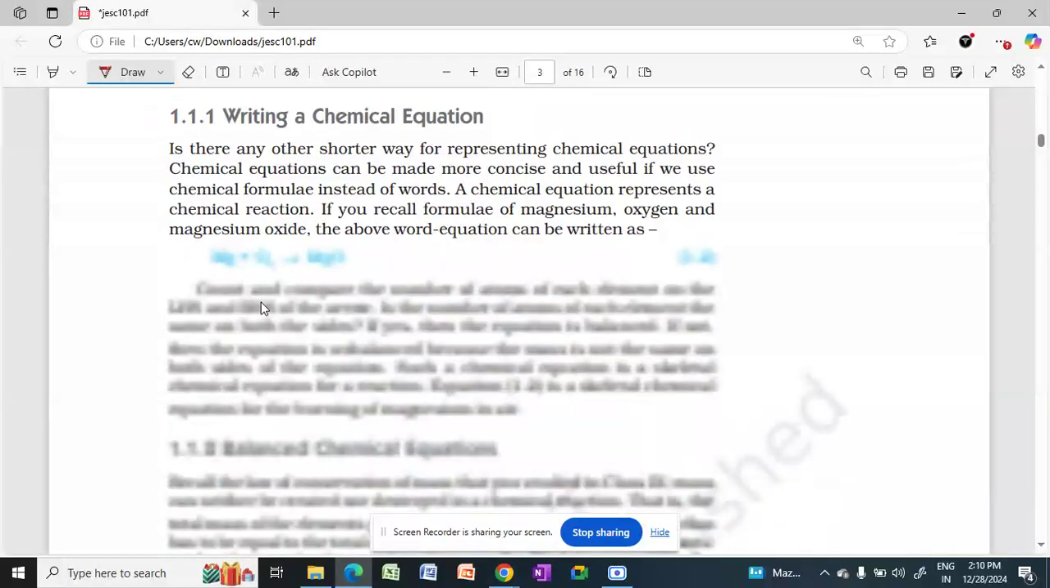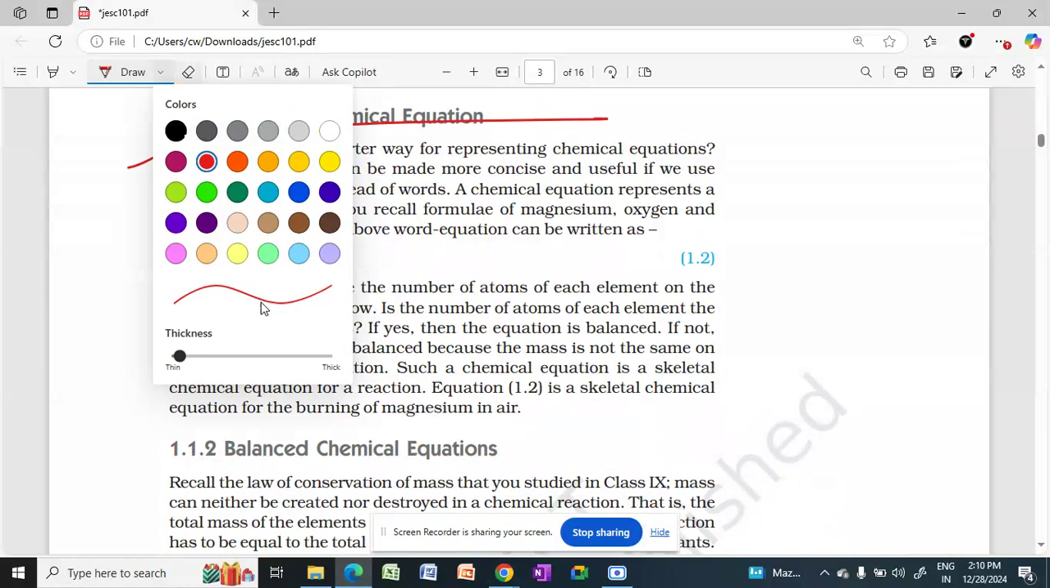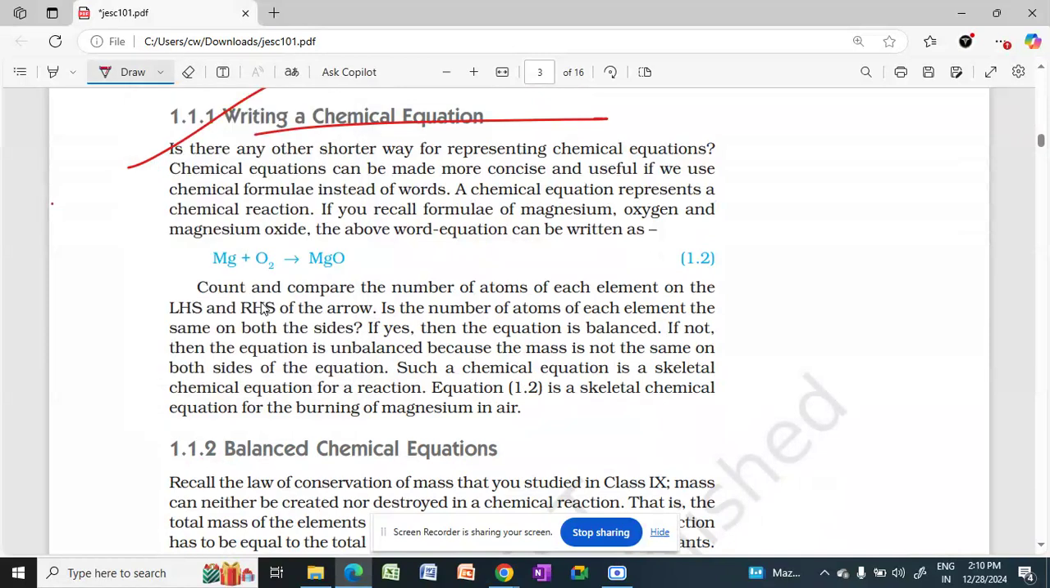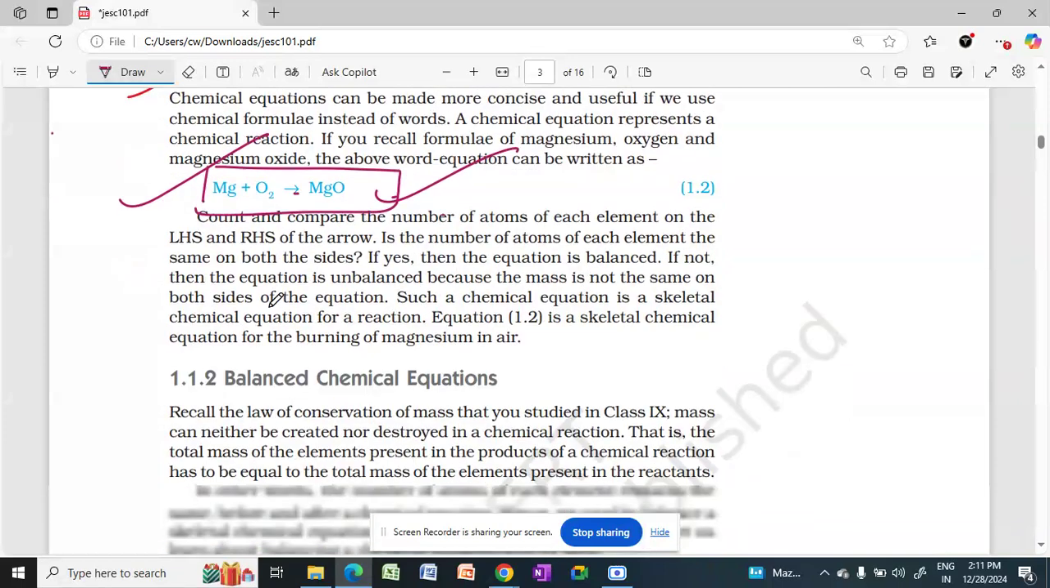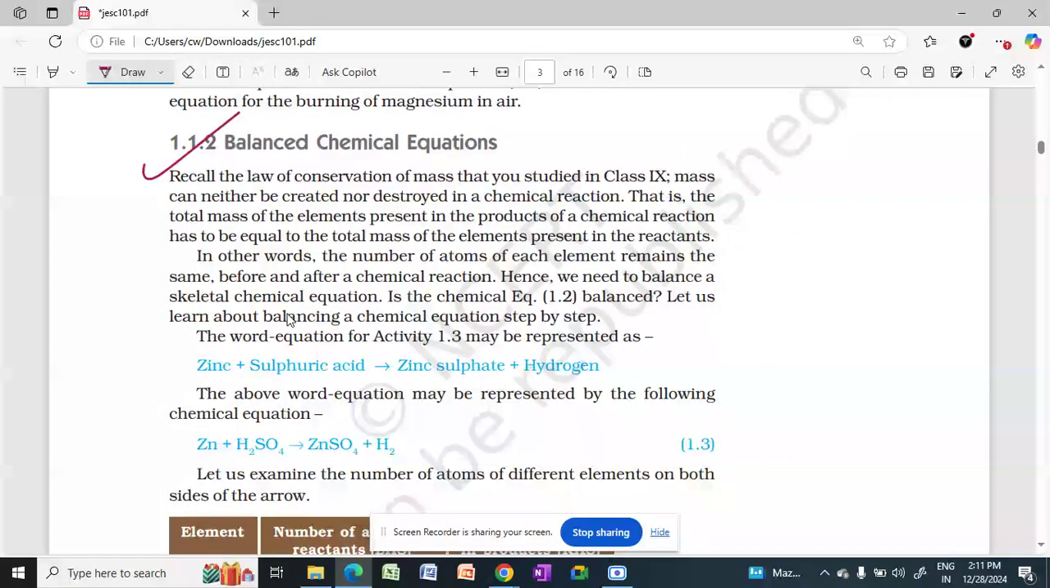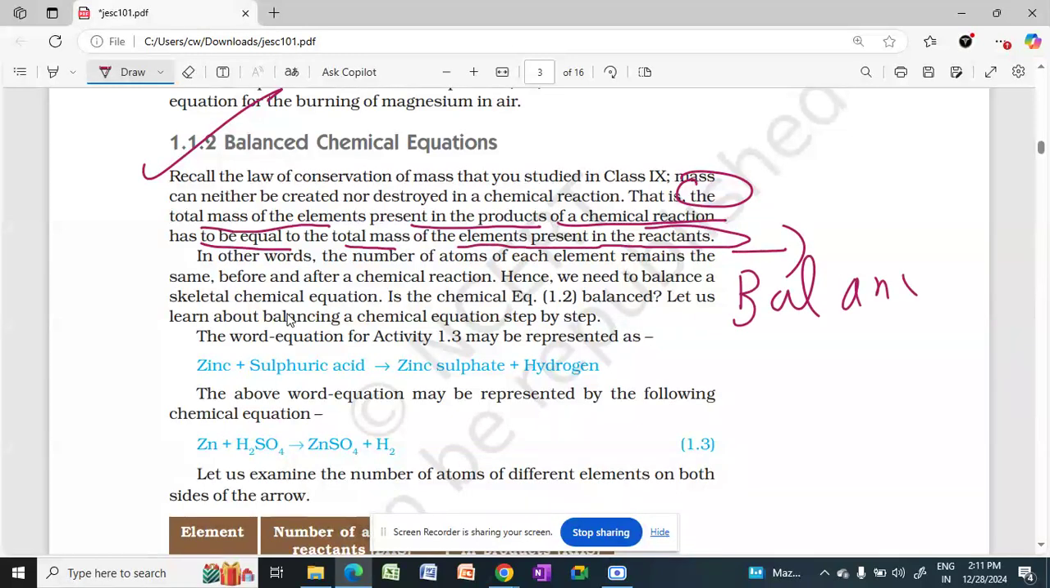Here a simple point is given, writing a chemical equation. How can you write a chemical equation? For example, Mg plus O2 will give you MgO, that is magnesium oxide. Next is a balanced chemical equation. Underline this point: the total mass of the elements present in the products of a chemical reaction has to be equal to the total mass of the elements present in the reactants. That kind of chemical equation, I will call a balanced chemical equation.